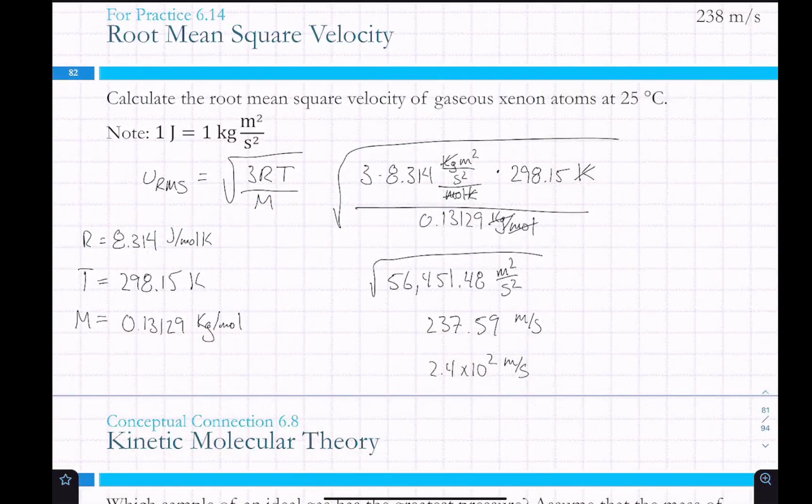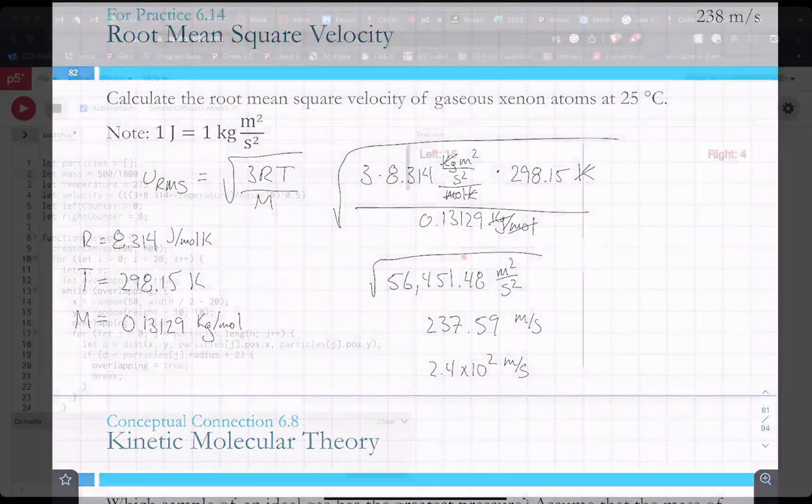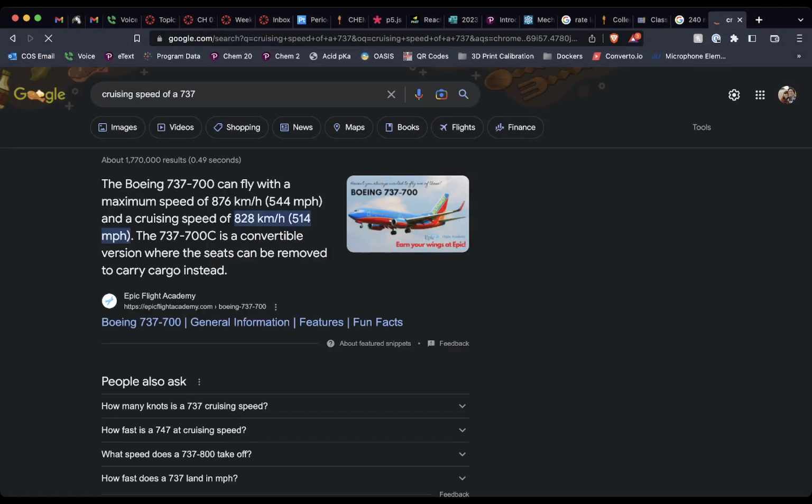It doesn't like me. 540. 530 something. The maximum speed of a 737 is 544 miles per hour. See, why did it switch to that? I didn't press the button to do that.